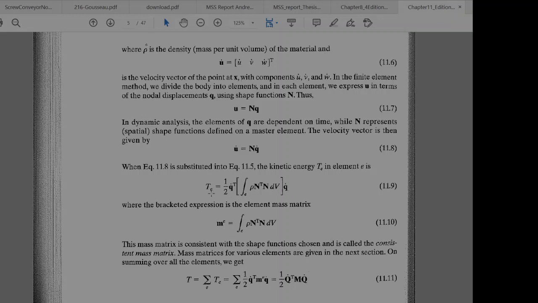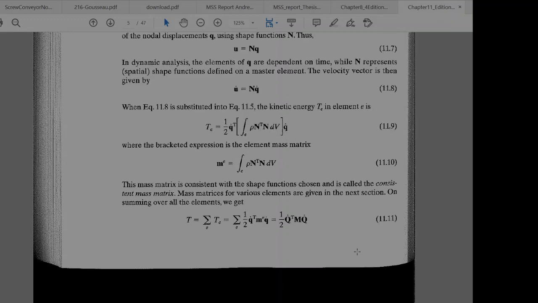The same as my strain energy was half q transpose Kq, which was my strain energy term. So now I've got the kinetic energy term and potentially my strain energy term. And this gives me the formula for computing, using the finite element method, a mass matrix that's consistent with the shape functions and the choice of interpolation for velocity. This is what I end up with. Okay, that's a beautiful description that we have here. So Me equals the integral of rho N transpose N dV.